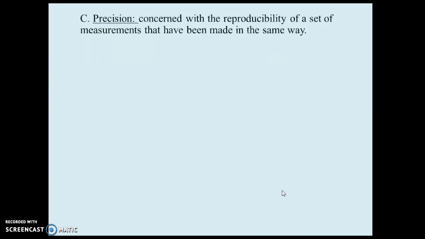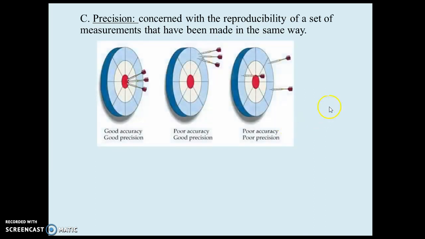Then precision was the other side of quality in your numbers or quantitative analysis. So precision is just concerned with reproducibility. So sometimes scientists don't always know what the right answer is. So all we have is reproducibility. Now I've shown you these bullseyes before, so if you already have them in your notes, you don't have to write them down again. But remember, precision is I can get the same answer multiple times.